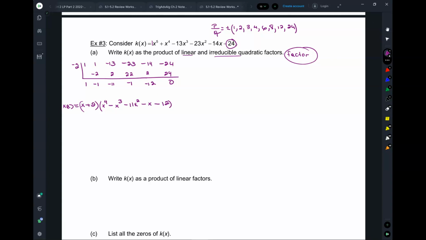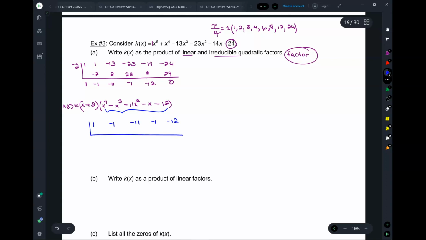So guess what? I got to do it again. Now there has to be another one that works, right? But when I do it again, I'm just going to do it on this polynomial. So it's going to be 1, -1, -11, -1, -12. Okay, which of that list works? Well, 4 works. Okay, 1, 4, 3, 12, 1, 4, 3, 12, 0.